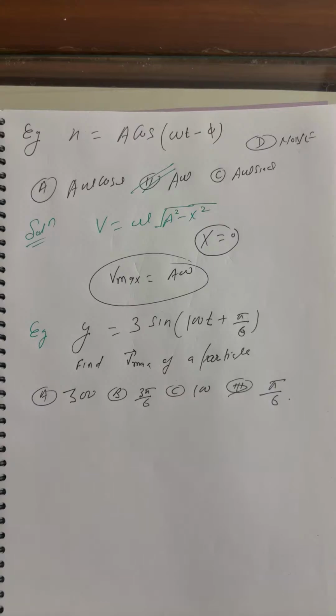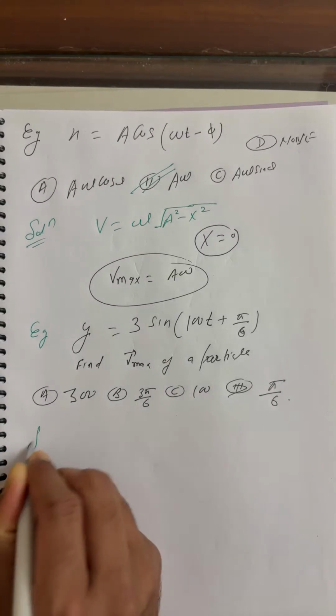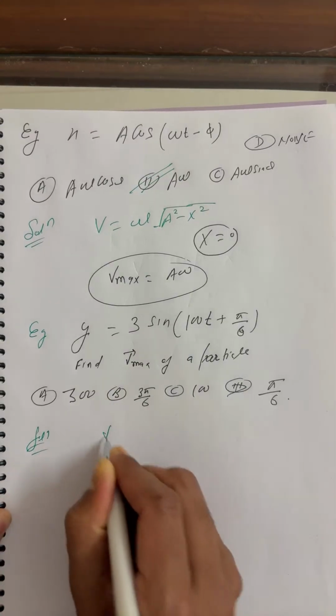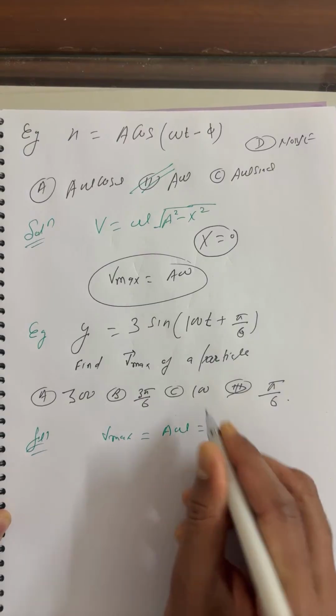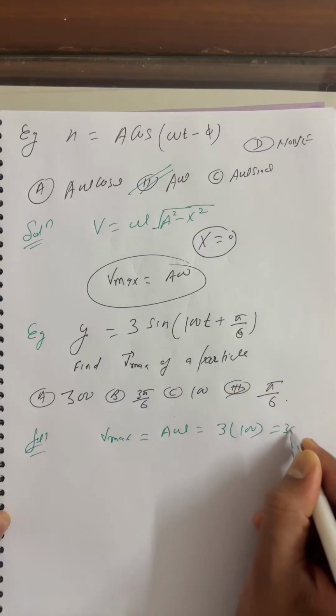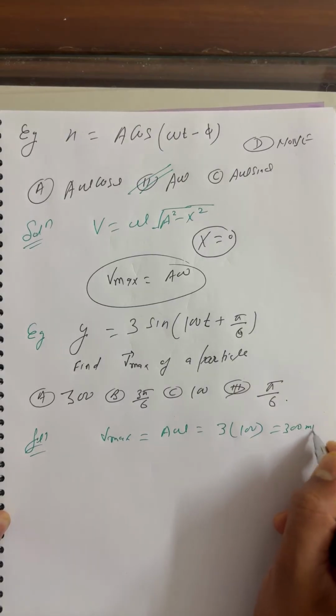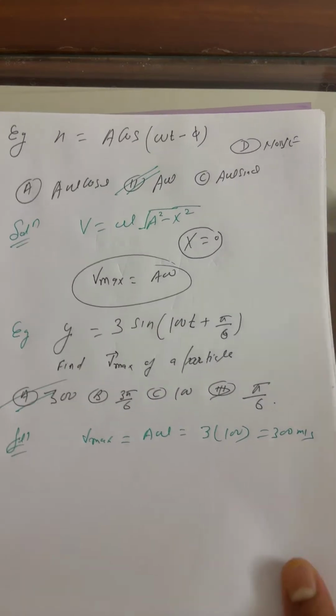Tell me, what is the answer for this question? Oh, correct, correct. It's simple here, literally a time pass question. V maximum is A omega. So A is 3 into 100, so 300 meter per second. Hence option A is correct.